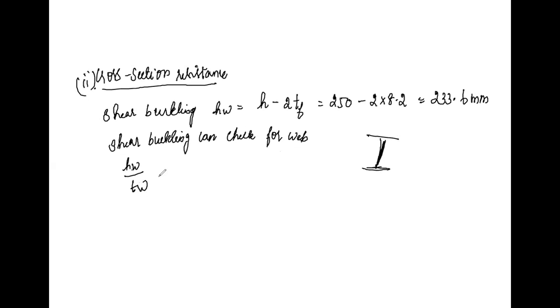So the value of HW is calculated here. This is the total height of the I section. We subtract the flange thicknesses, because we want only the height of the web.